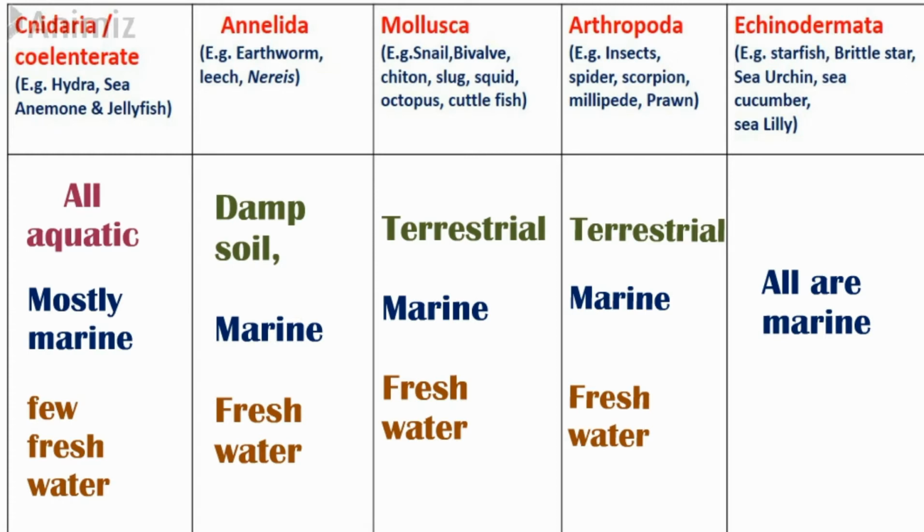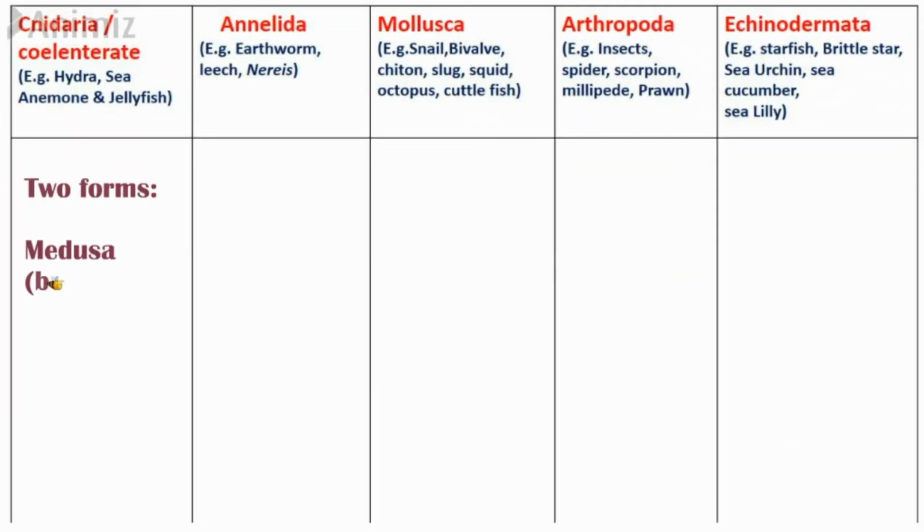Now let's move on to the next feature. That is the shape of the body. Here we can't see the exact shape for each organism, but we can observe a common shape for a particular phylum. So when we consider the Cnidaria, it has two forms. We call them medusa and polyp. Medusa is bell-shaped and polyp is a cylindrical shape.